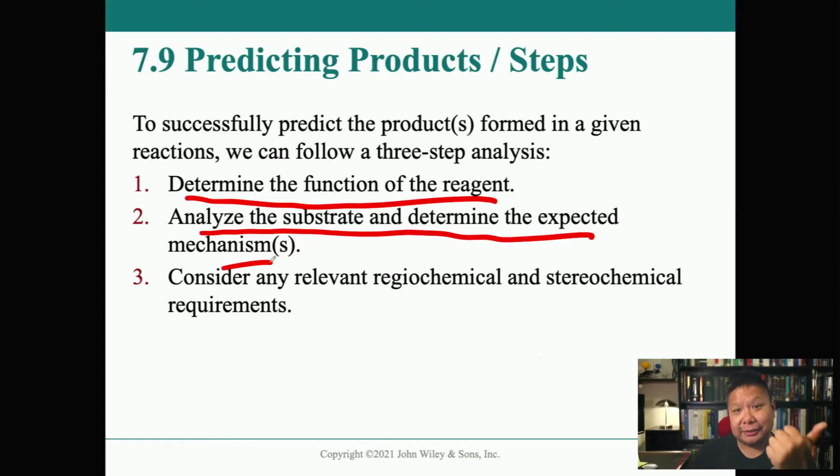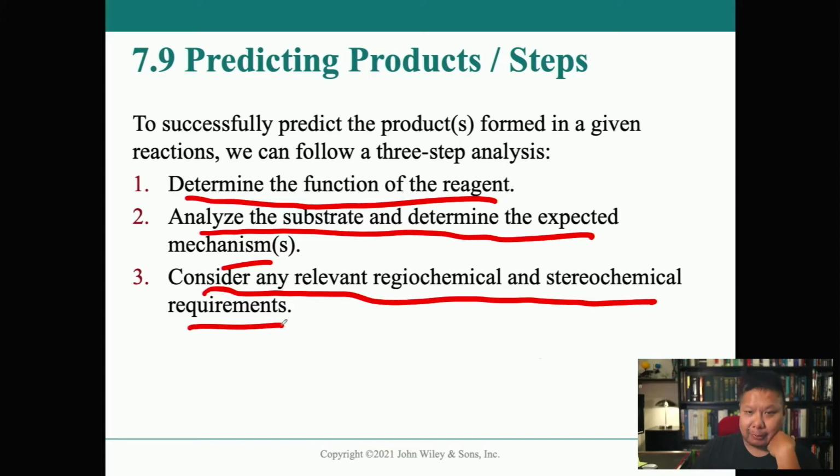Will it be SN2, E2, SN1, or E1? And then consider any relevant regiochemical and stereochemical requirements. Will it be cis or trans? Will it be R or S? That kind of thing. Is it going to be inversion or retention? That kind of thing. Okay? So, let's go through these one by one.